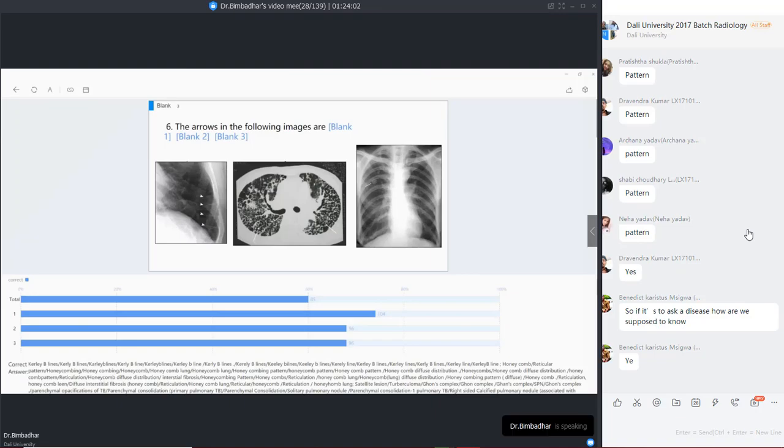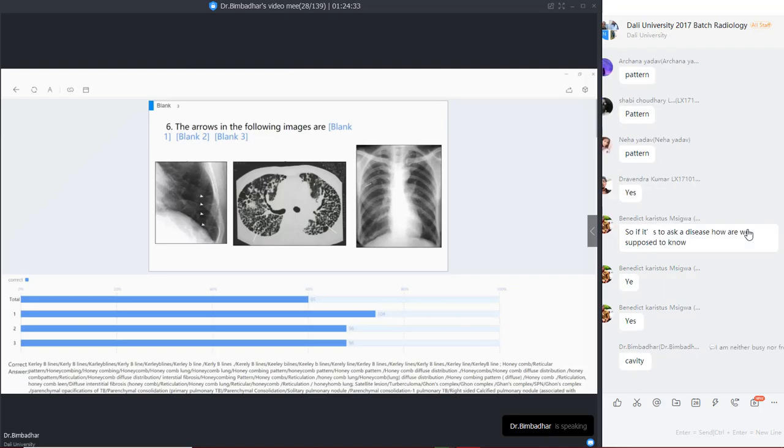And let us say I'm asking you to define a cavity, okay, a thin walled opacity with central radiolucency. What is it? It's a basic lesion. I'm just talking only hyperdensity and hypodensity. I'm just talking about a single basic lesion. So what is it? A thin wall with a central radiolucency: a cavity. So it is a pattern, right? Cavity is a pattern. It's a basic lesion.